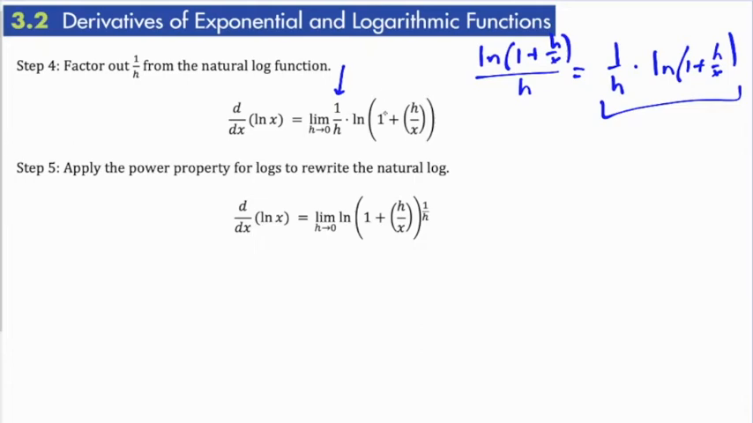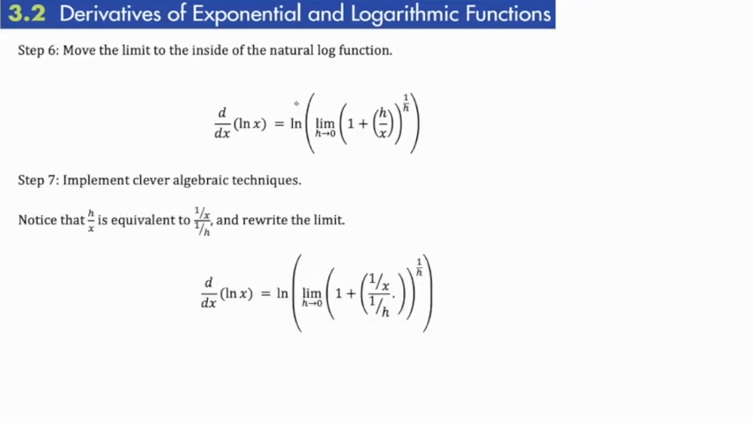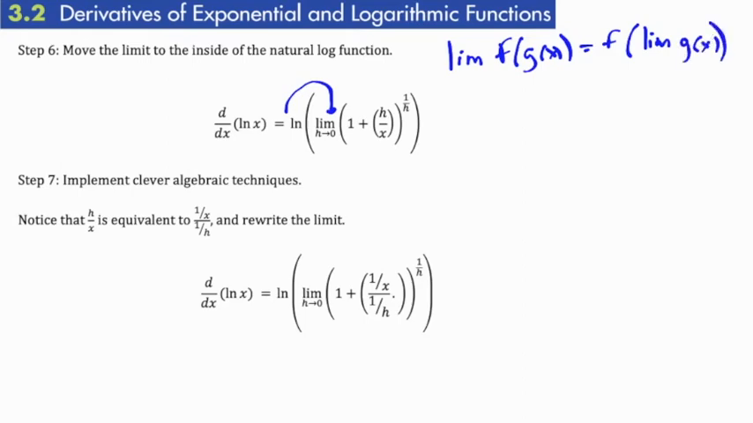When we factor it out, we can use a log property to move that into the exponent, which is what we see here now. 1 over h is in the exponent. So our next step is to move the limit from in front of the log to the inside of the log. This was our limit property that said the limit of f of g of x is equal to f of the limit of g of x. So that's the composition property. And now that we have the limit moved to the inside of the log, we can take the limit of this expression.